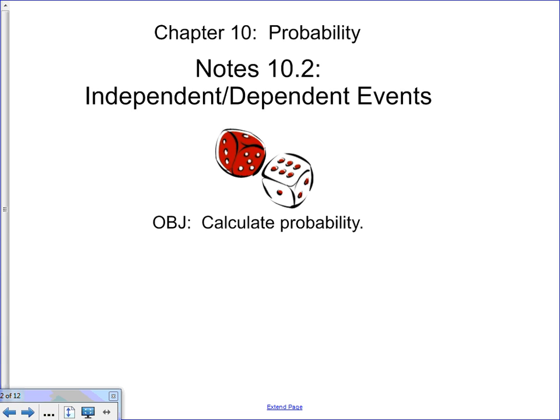So first thing we want to do is talk about the definitions for independent and dependent, and before I go to the next slide, let me just ask you, what does the word independent mean to you outside of math? It doesn't depend on something else to work? You're free? Anything else? It might cause something to happen.